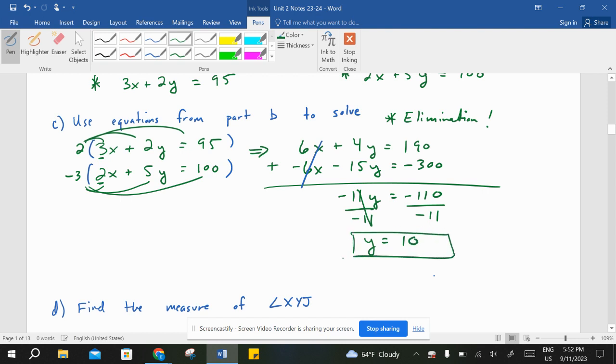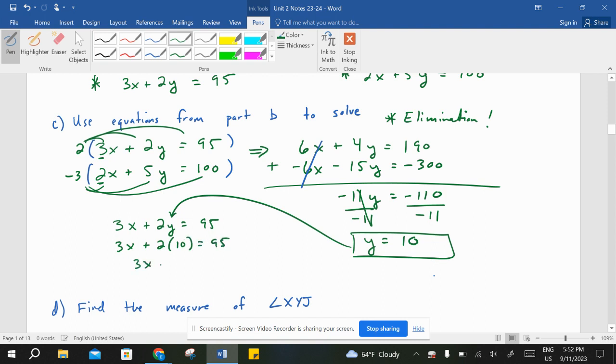Okay, so now that I have my y variable, I need to use that to solve for my x, because when you're solving for a system, you're solving for both variables, not just one. Okay, so I'm going to pick one of the equations. It doesn't matter which one. I'll pick the top one. So that would be 3x plus 2y is equal to 95. And wherever I see y, I'm going to go ahead and plug in 10 since we just solved for that. So I have 3x plus 2 times 10 is equal to 95.